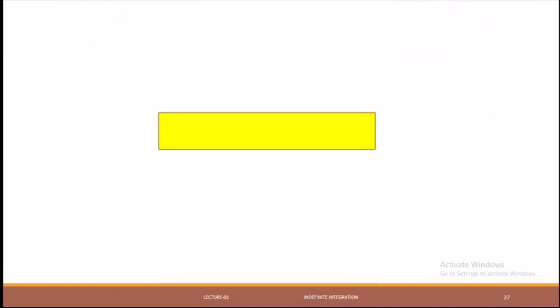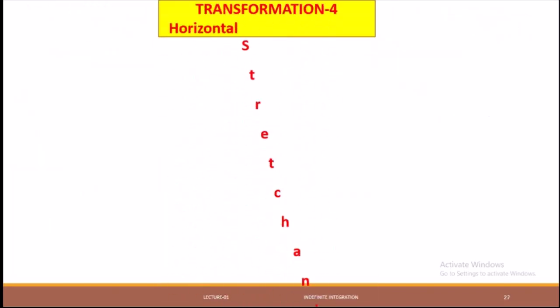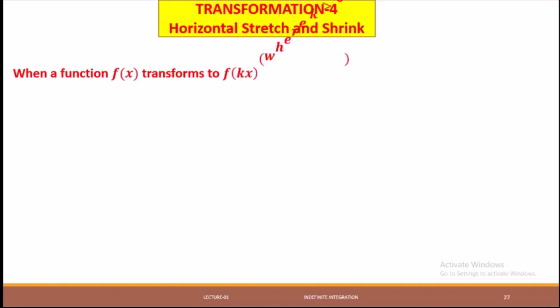Here is our next graphical transformation, namely horizontal stretch and horizontal shrink. Let us try to understand this transformation. When a function f of x transforms to f of kx, where k is greater than 0, then the graph of f of x stretches or shrinks in the horizontal direction.